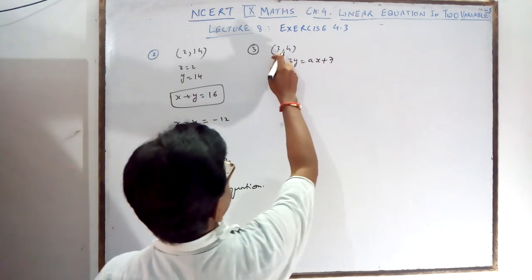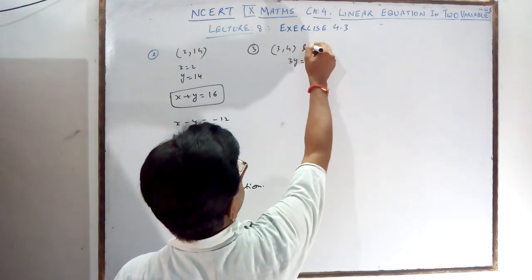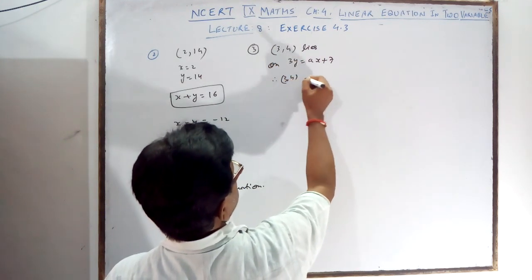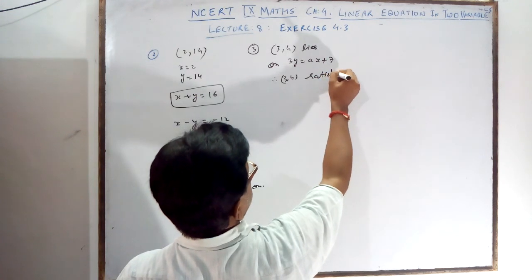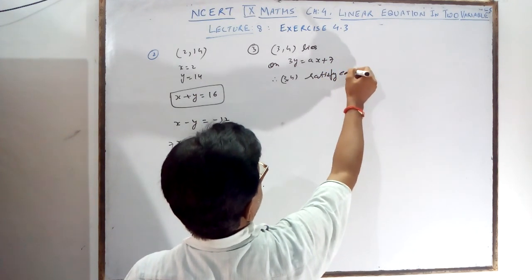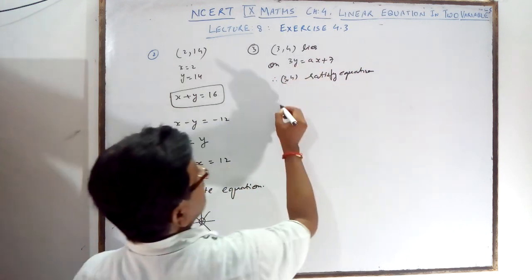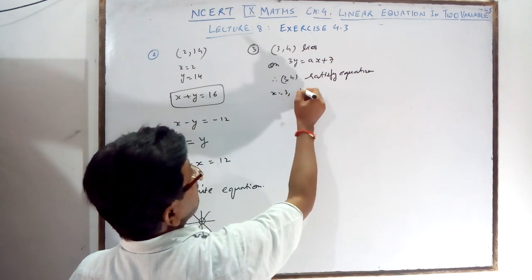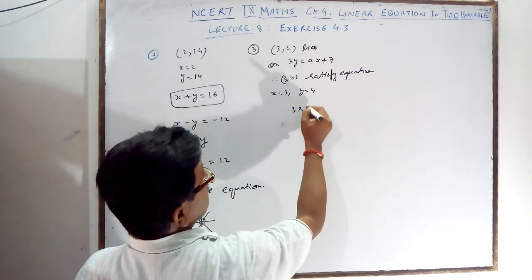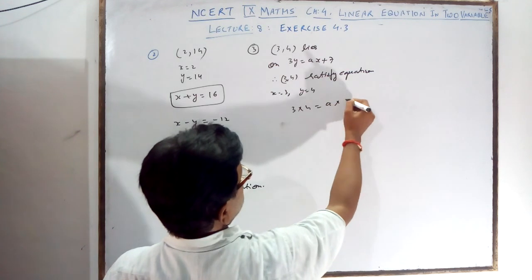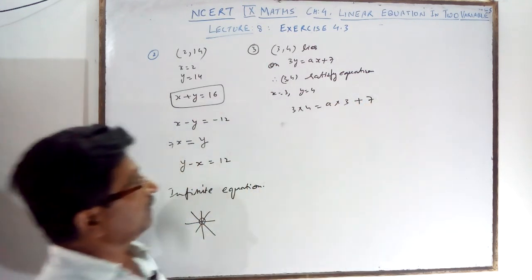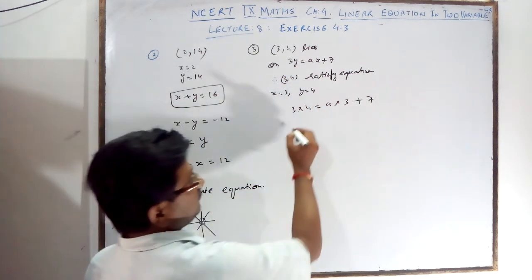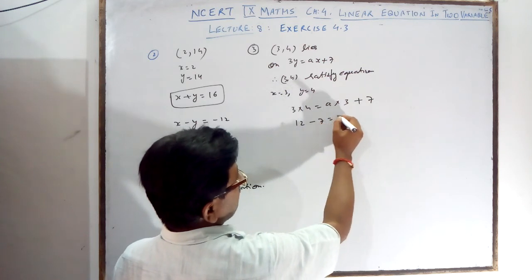Very simple. What is the meaning? Because it lies on this, therefore (3, 4) satisfies the equation. It means put the values in place of x and y. x is equal to 3, y is equal to 4. So 3 into 4 is equal to a into 3 plus 7. In place of y and x, I am putting the values 4 and 3. 3 fours are 12. 12 minus 7 is equal to 3a.